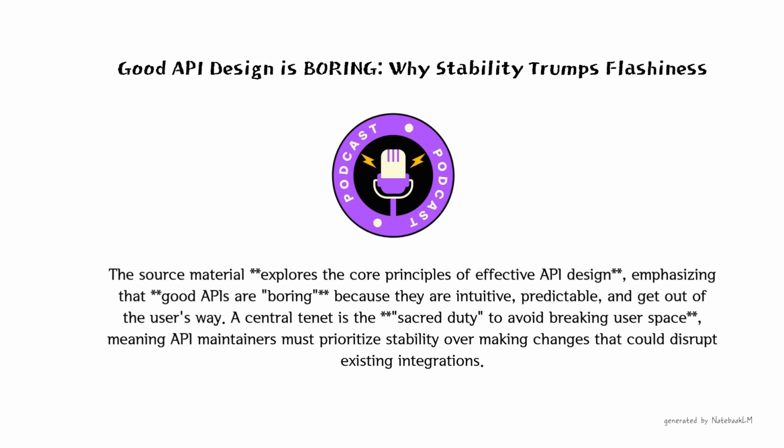Okay, what about making sure things don't go haywire if a request fails halfway through? Especially for actions like creating something or transferring money. This brings us to idempotency.